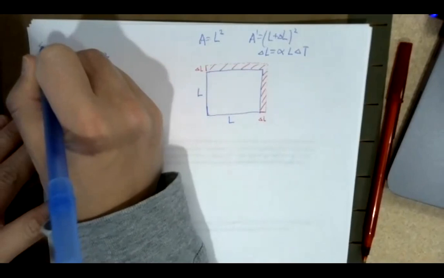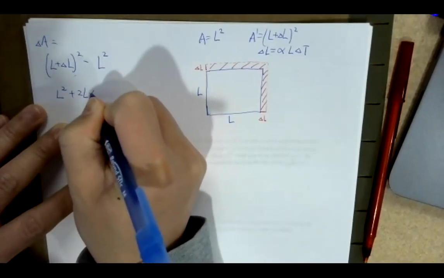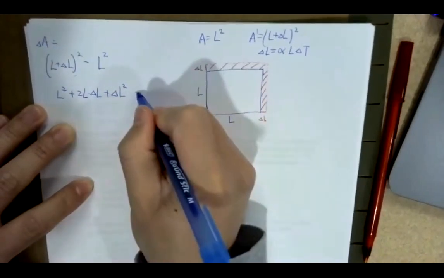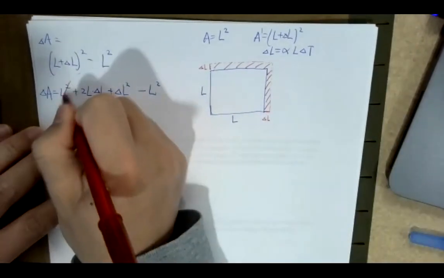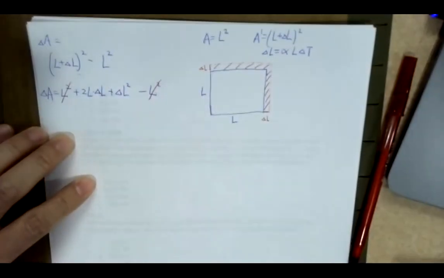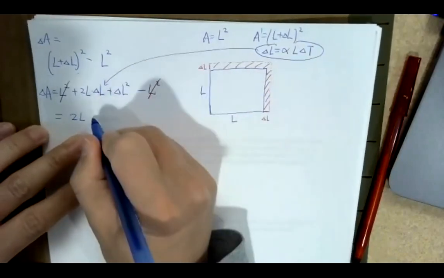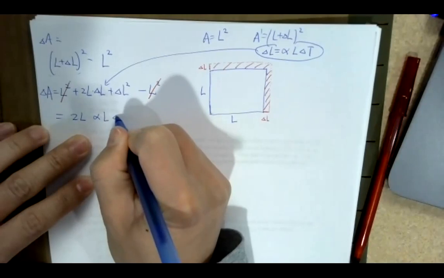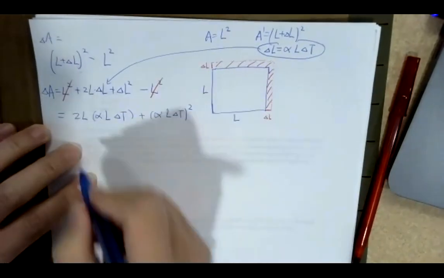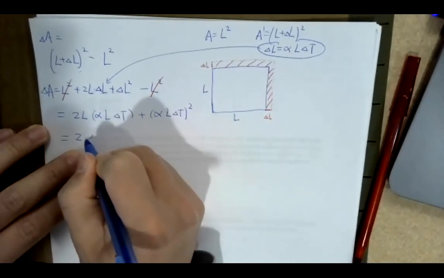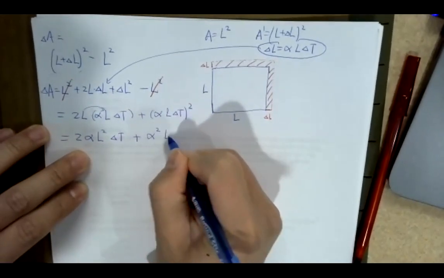So then this is my delta L. Delta L is equal to this. And we can expand the square here. It becomes L squared plus twice L times delta L plus delta L squared, okay? Minus L squared, okay? So this is my delta A. So you can see this and this will cancel out, all right? And then two times L, take this as your delta L, times alpha times L times delta T plus alpha times L times delta T squared. Okay. So this will become twice alpha L squared delta T plus alpha squared L squared delta T squared.